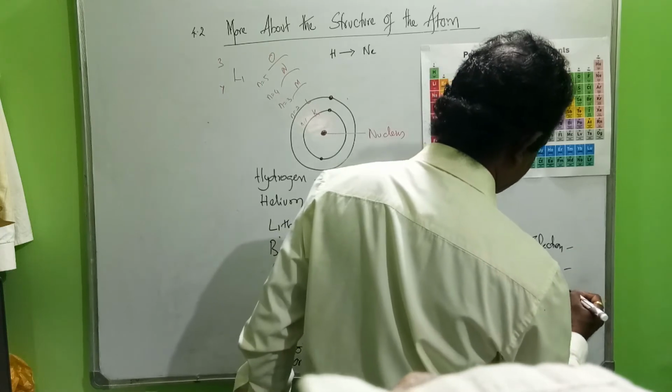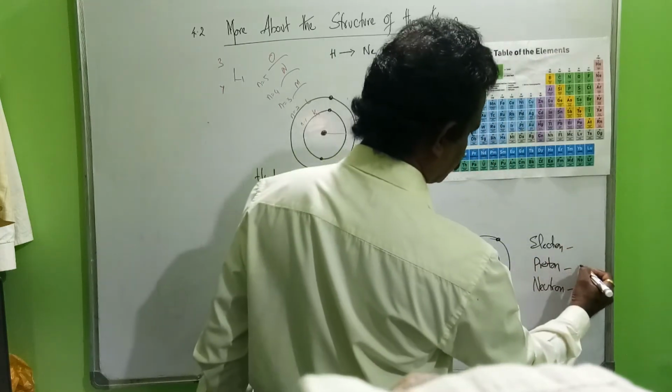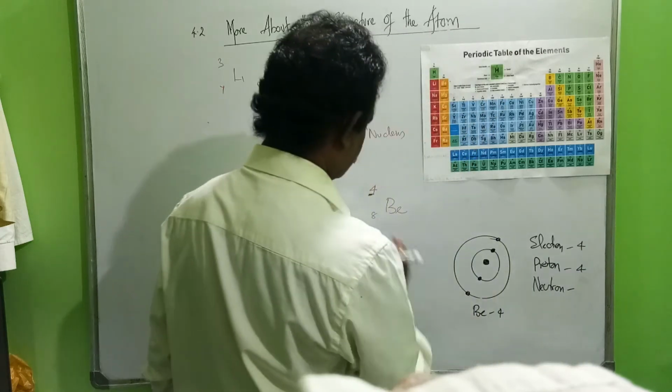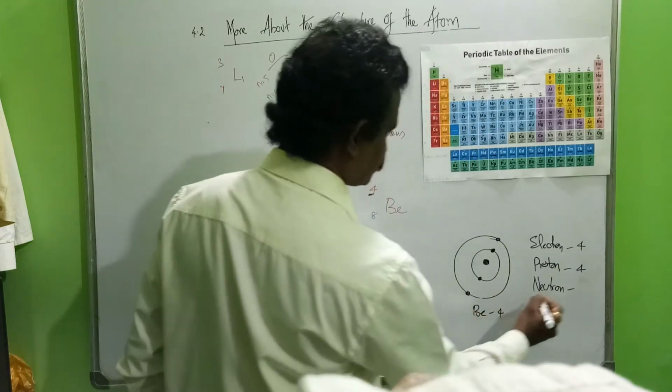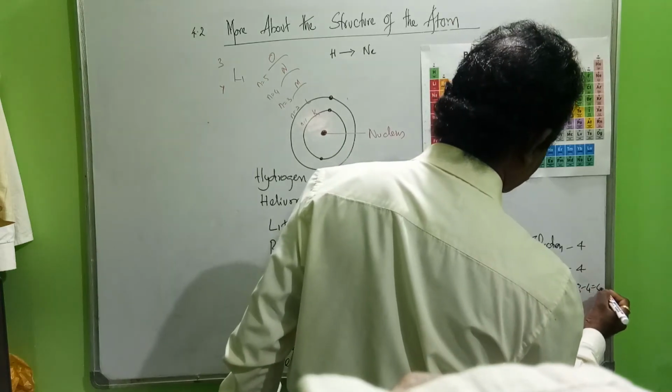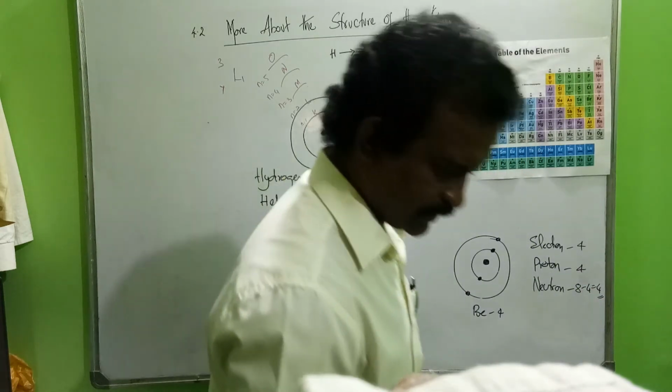How many electrons are there? 4. That means the proton is 4, and the electron is also 4. Now how many neutrons are there? Okay, the mass number is 8, so that means 8 minus 4, so that becomes 4. Is it clear? Correct? Beryllium.